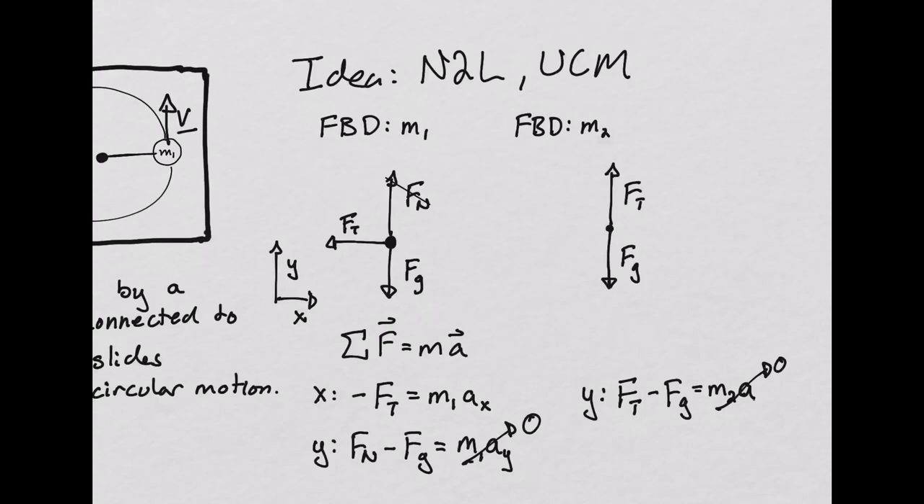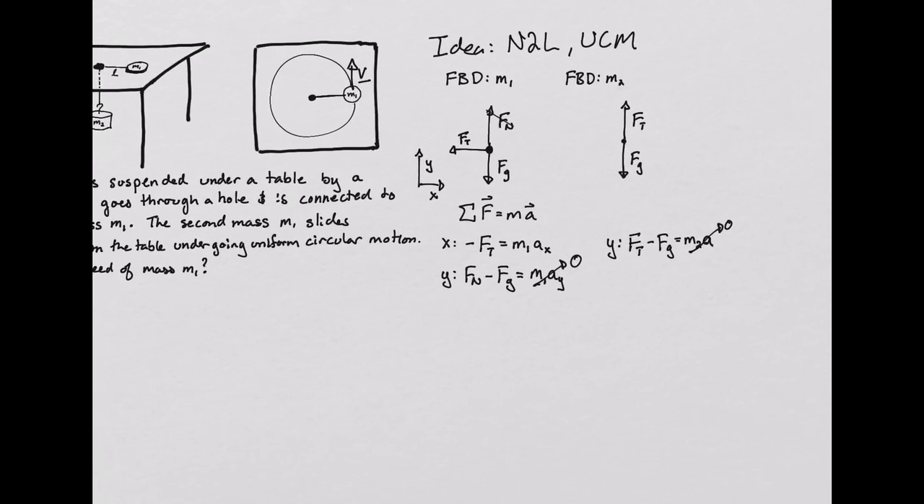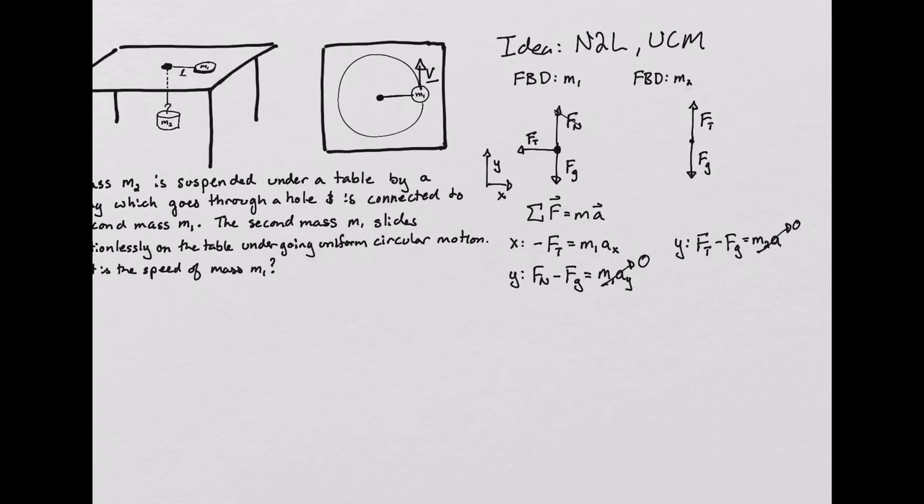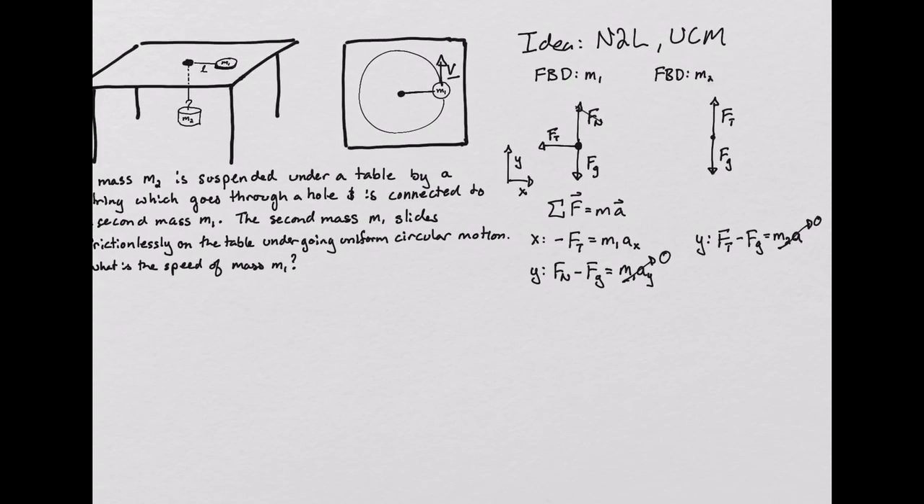At this point in the problem, we have written down all the equations that we can from the physics that describe the problem, and we need to try and solve it. What we have not used yet is the idea of uniform circular motion. In the x direction, the force due to tension will cause some acceleration, and we can say that the acceleration in the x direction must be negative v squared over L, where L is the length of the string above the table, which is the radius of the circle traced out by M1.